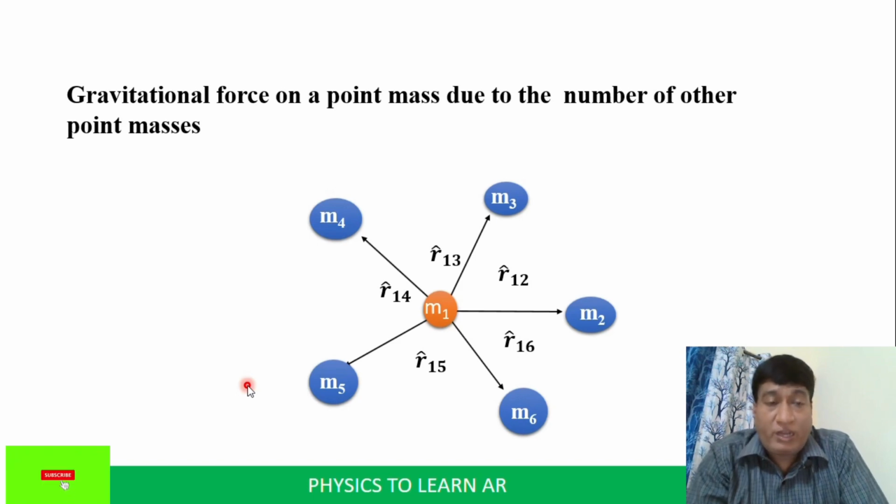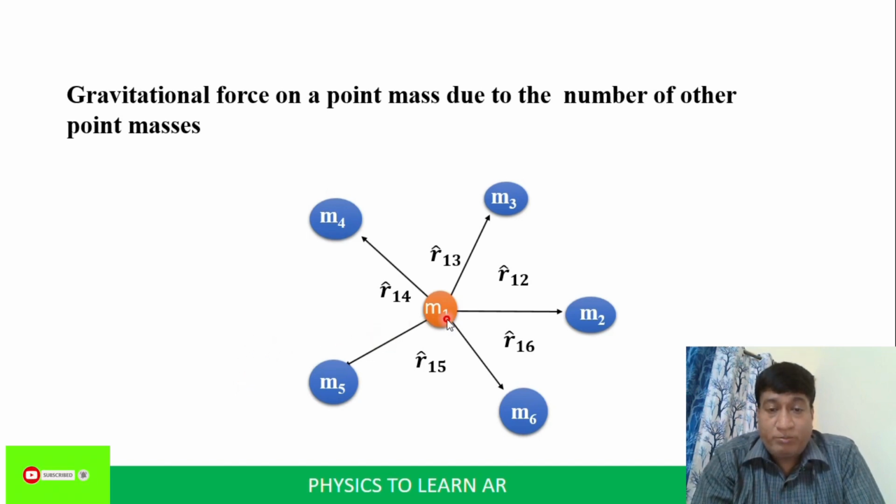Then what is the gravitational force? This gravitational force is a vector quantity having both magnitude and direction. While discussing the force between m1 and m2, we are not considering the other point masses, based on the principle of superposition. With the help of that, now we are going to prove it.